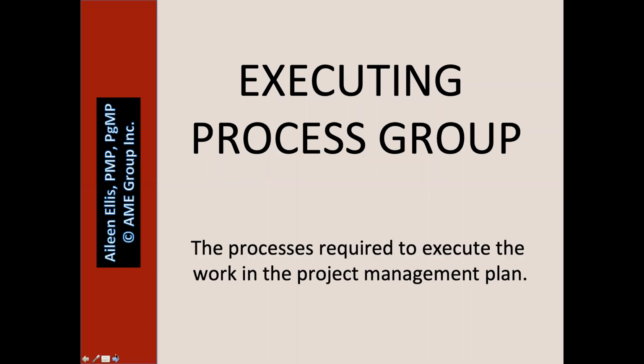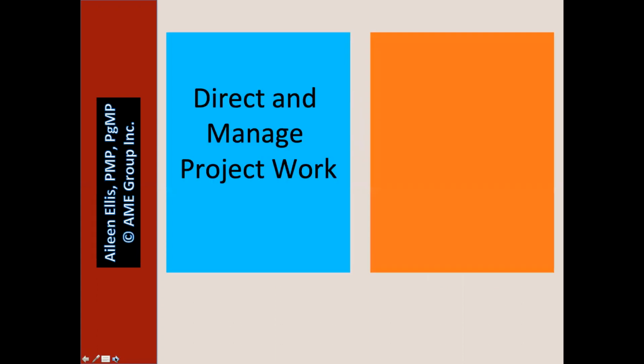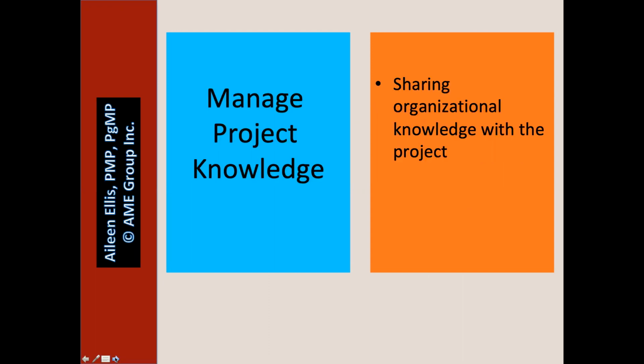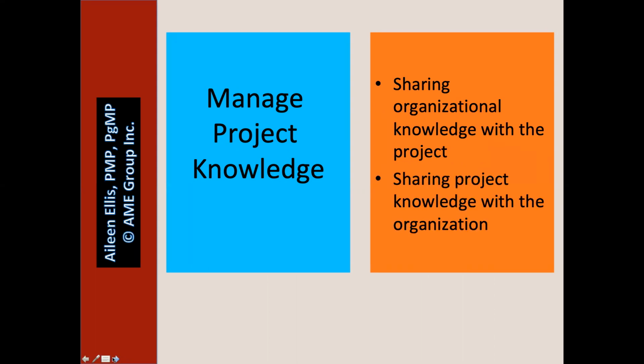Let's move on to the executing process group. The process is required to execute, or you might say implement, the work in the project management plan. Direct and manage project work, following the project management plan and changes made to the plan. Manage project knowledge, sharing organizational knowledge with the project, sharing project knowledge with the organization.